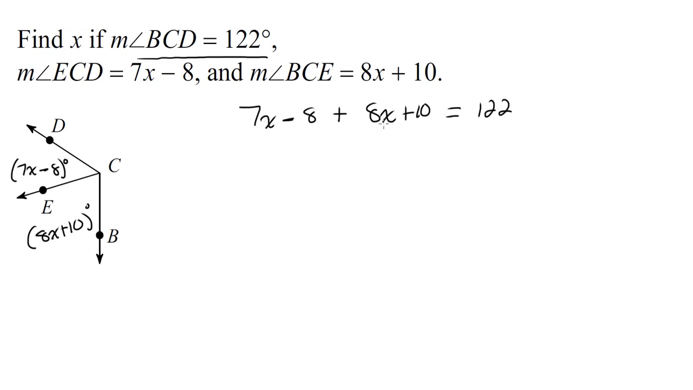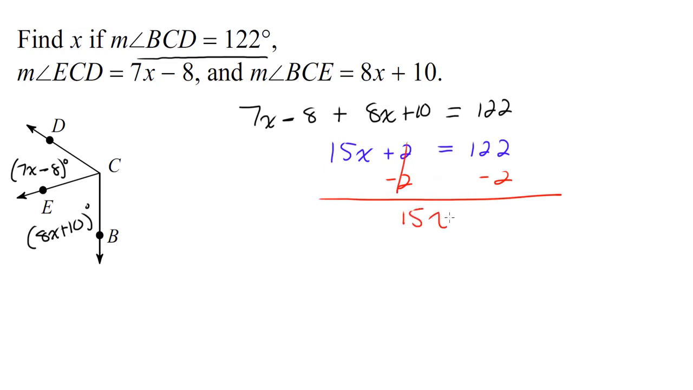I have here 7x and 8x, that's 15x, and negative 8 plus 10, that is positive 2, and that equals 122. And then I am going to subtract 2 from both sides, and I get 15x equals 120. And then I just need to divide both sides by 15. And I get x equals 8.